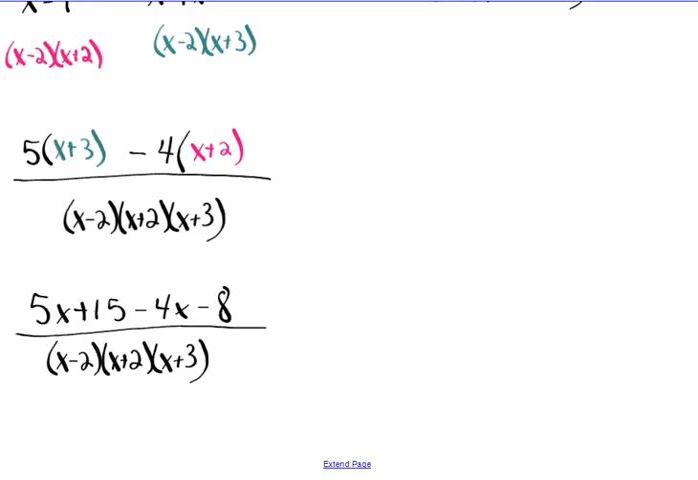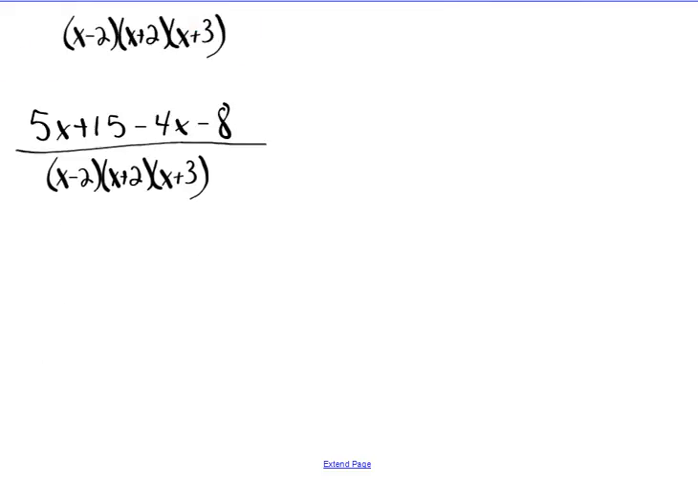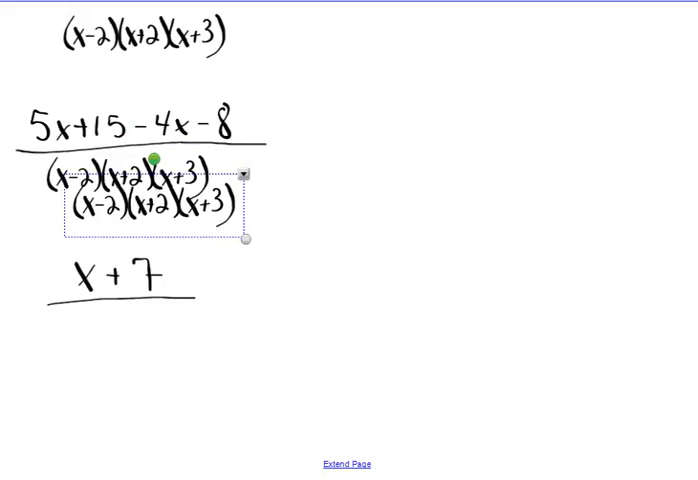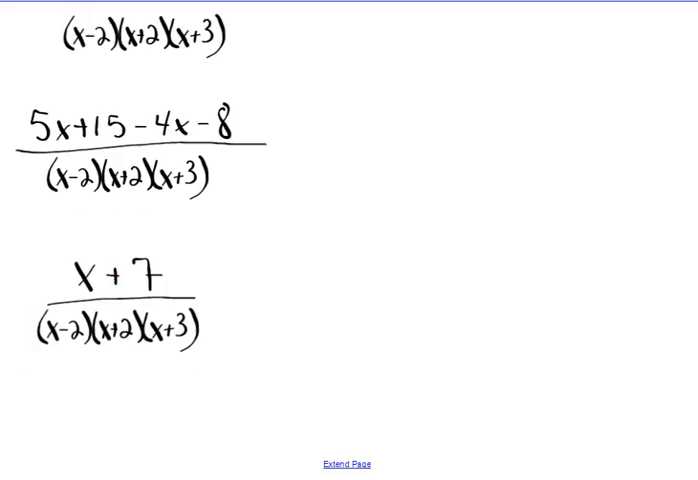Simplify, keep simplifying that numerator until you have no addition left. So this is x plus 7 over my least common denominator. And I want you to notice they have no common factors between the numerator and the denominator, so my problem's done.